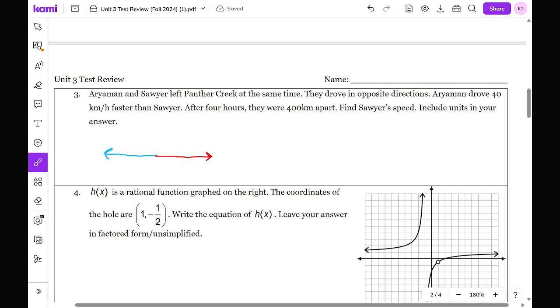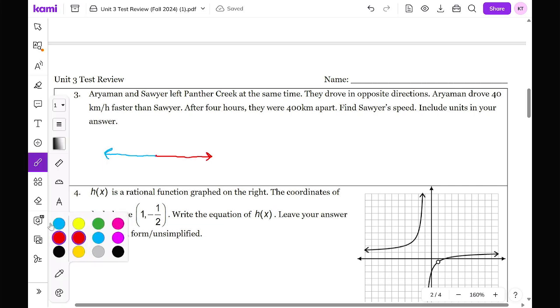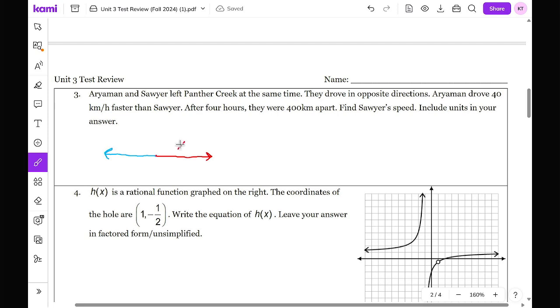So the one that we know the least about, Sawyer, who we'll say is in red, is going to be X. And the person who's going faster, Armand, is going 40 kilometers per hour faster. So it's going to be with respect to Sawyer. So it's going to be X plus 40 because we're going 40 kilometers faster than the other person. And again, we don't know yet what either of those speeds are.